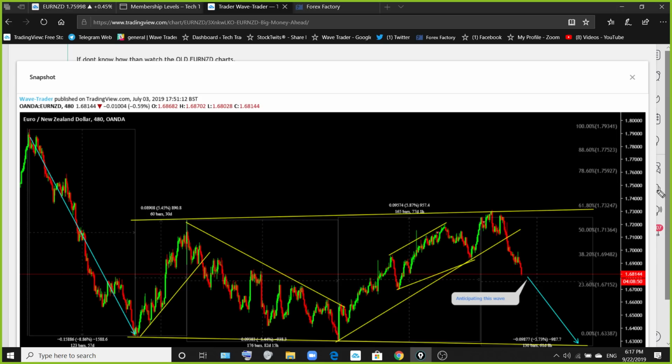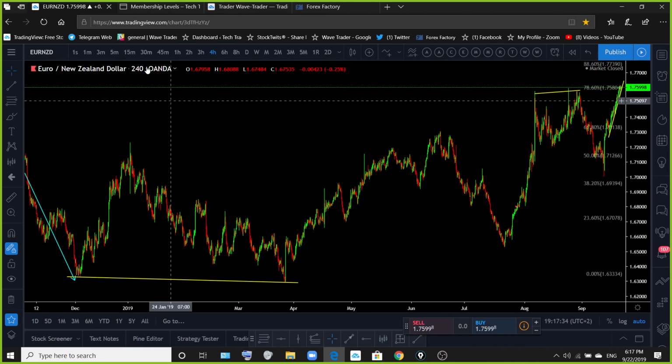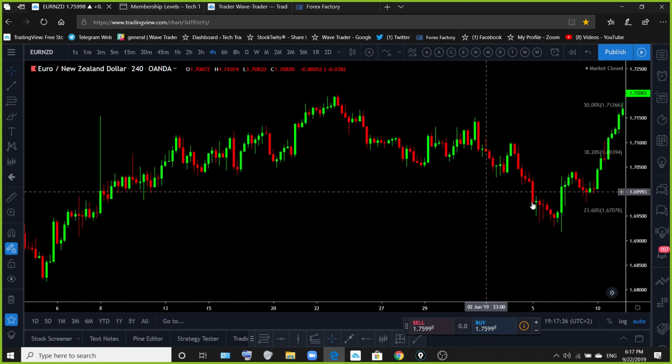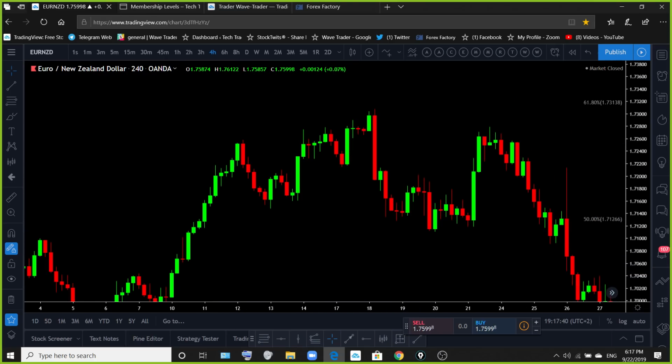This is what you are looking for. I hope you guys see there. This is what you are anticipating over there. If you see, perfect. If you don't see, then go back to your chart and analyze that area, analyze that place. Let me show you what you are looking for on the Euro New Zealand dollar. This is what you are waiting for.